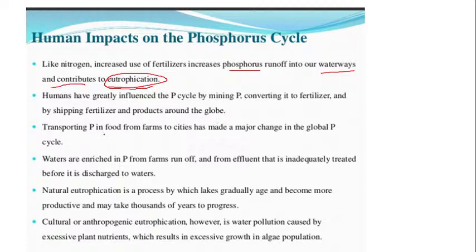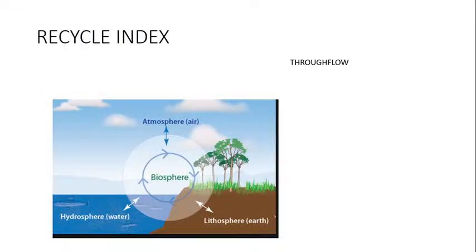Then transporting of phosphate in food from farms to cities. When it is transported from one place to another, there will not be a balance in the amount of phosphorus. And here also you can see the anthropogenic eutrophication, and this eutrophication of the water bodies will lead to water pollution or excessive growth of algae. That is about the phosphorus cycle.